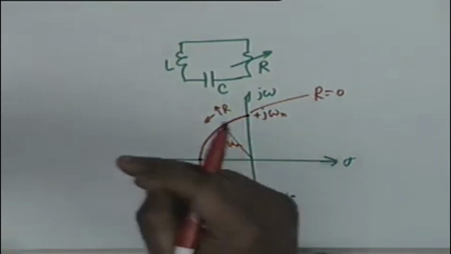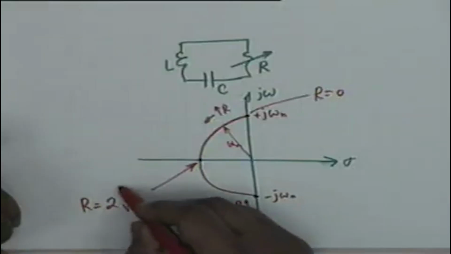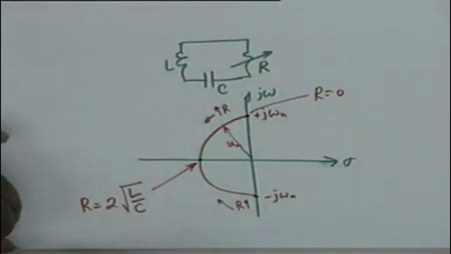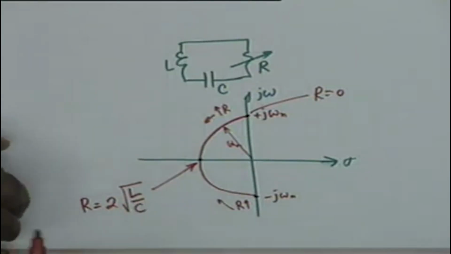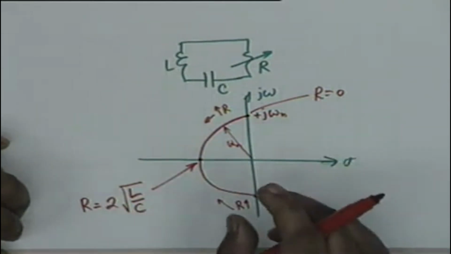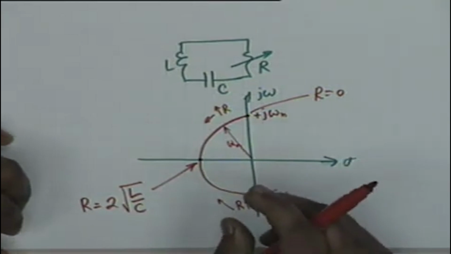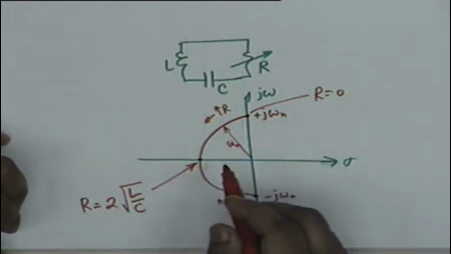The two roots have coincided, and therefore capital R must have reached its critical value. So this point shall correspond to R equal to twice square root of L by C, where the roots become coincident. Roots are no longer complex, they are real, negative and coincident. Alright, what happens after this? They move on the real axis.